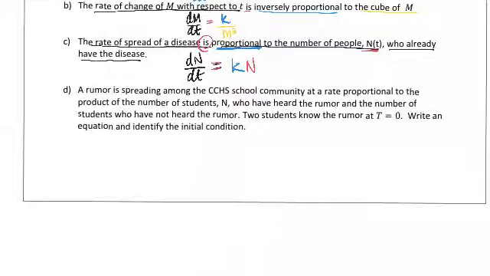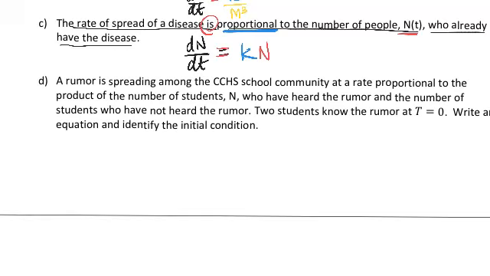Okay, this next one, we need to add some words here that I forgot. It's about a rumor spreading at Cathedral, and we want to add that CCHS has 1,600 students. We need that information in the question. Okay, I just forgot to type it in.